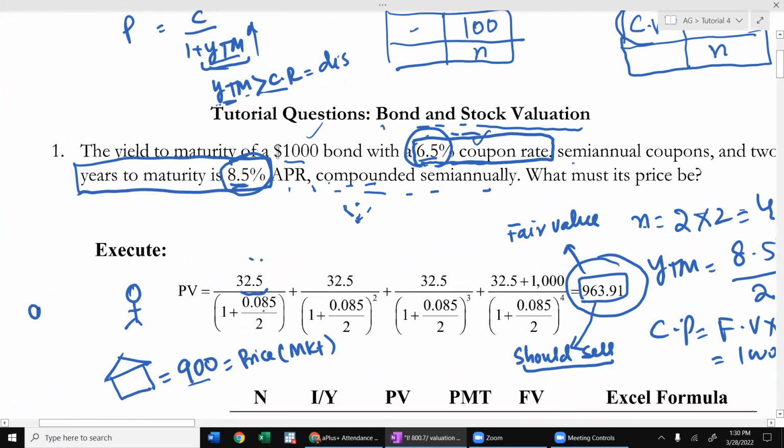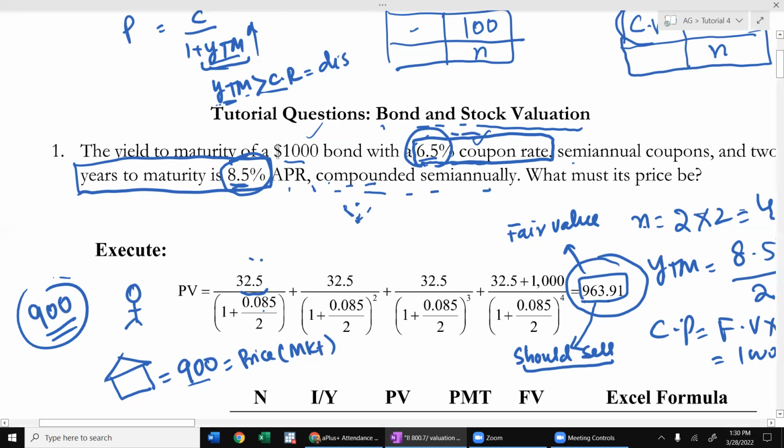But if in the market the price is 900, you will say, sir, this is similar to gold, right? Currently, this bond is trading at 900 because it is undervalued. Its actual price should be 963.91. So would you buy that or sell that if you have? If 900 and 963 is the situation, first of all, can you tell me whether this is an undervalued bond or overvalued bond?